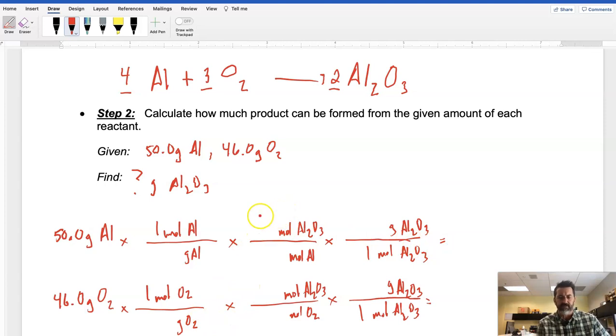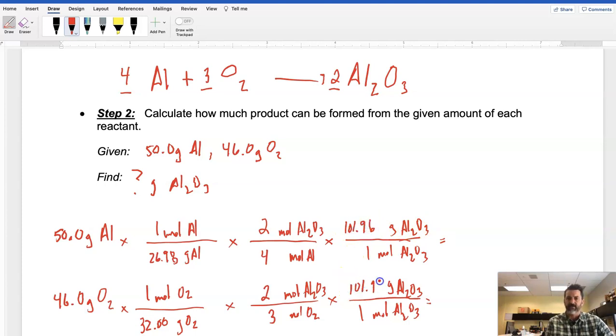I know the middle step is the mole ratio, so I'm going to go straight to the balanced equation. 4 moles of aluminum is going to give me 2 moles of aluminum oxide. And then down here, 3 moles of oxygen from the balanced equation is going to give me 2 moles of this. I know oxygen's molar mass is 16 times 2, so this is going to be 32. I also know aluminum's molar mass is 26.98, so I'm going to put that here. And then the last molar mass, I just need to find the molar mass of 2 aluminums and 3 oxygens, and that turns out to be 101.96. So I'm going to put that here.